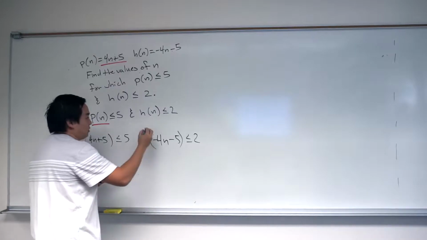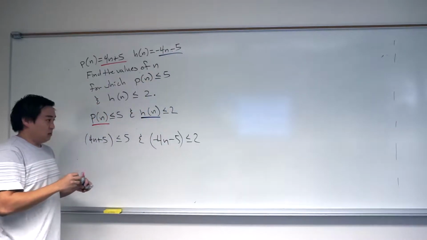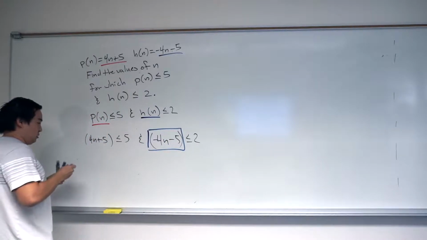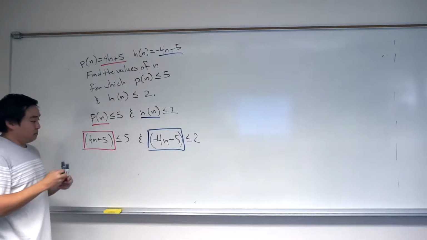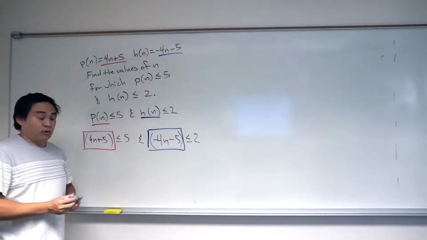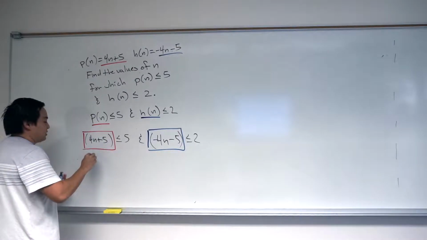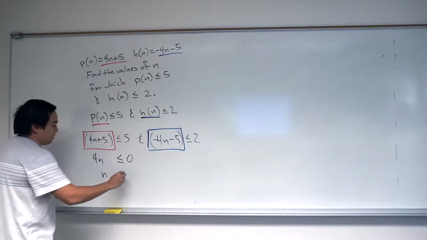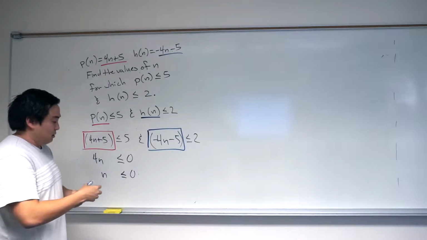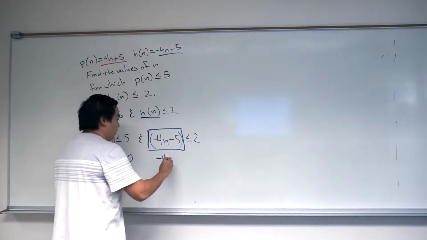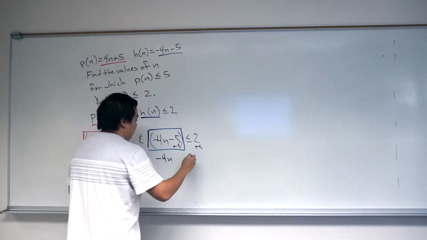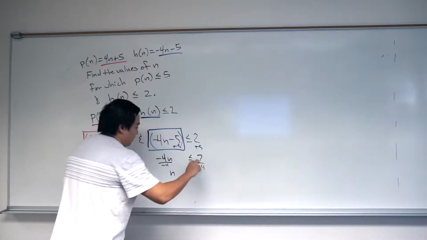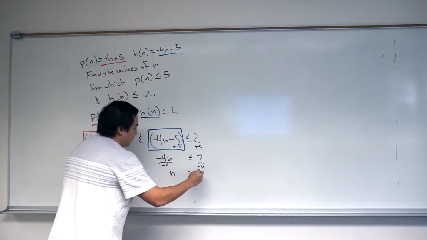So this one right here is that one. And what we did was we replaced it here and here. Again, solve like we did before. So subtracting 5 from both sides, we have 4n is less than or equal to 0, or n is less than or equal to 0. And on this side, negative 4n, if you add 5, is less than or equal to 7, or n, when we divide by this negative 4, the inequality flips, negative 7 over 4.